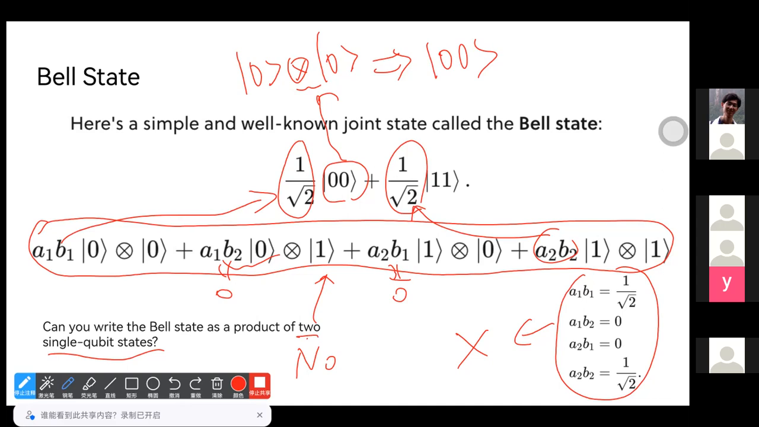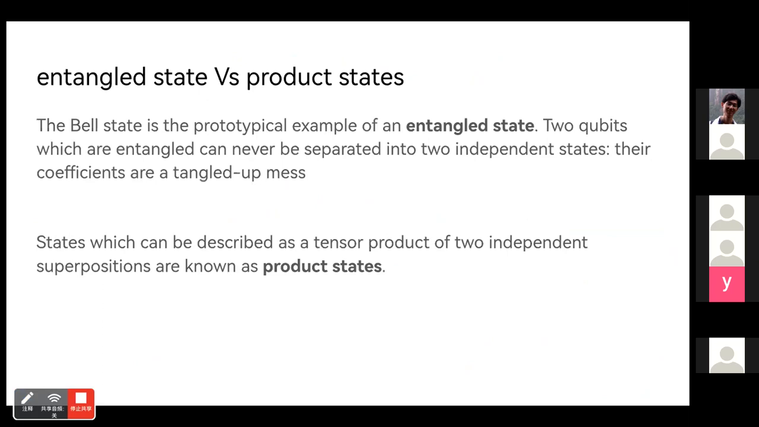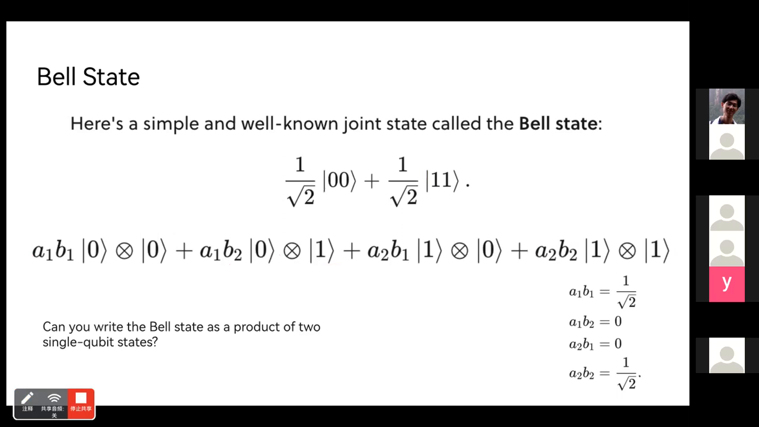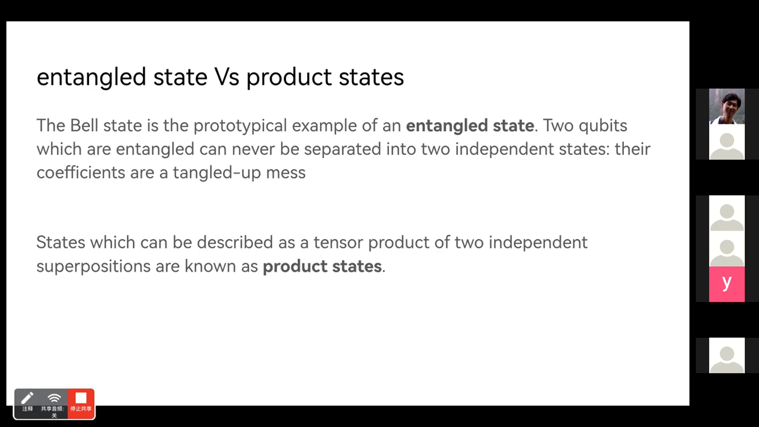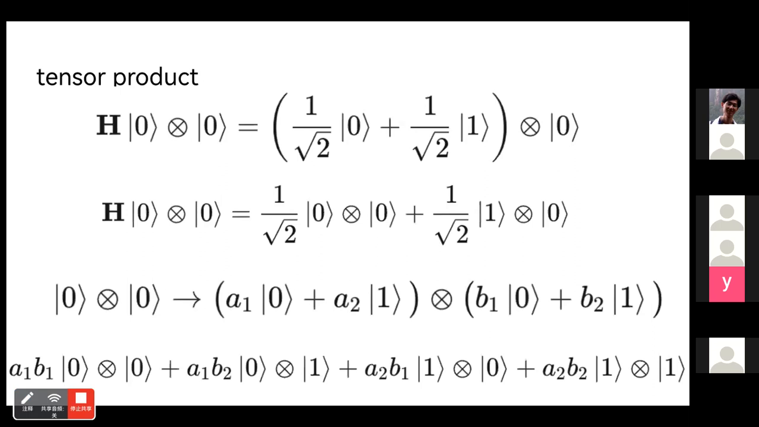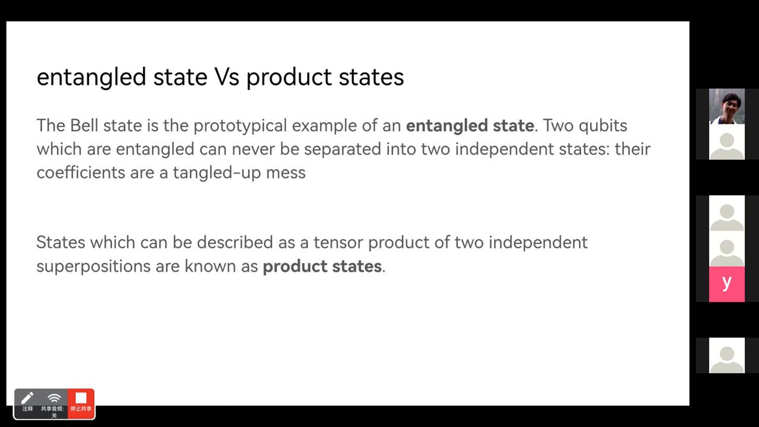So you first need to understand that this is different, because the Bell state can't be a product of two single qubits. I just mentioned that you can't find coefficients a1, a2, b1, b2 to fulfill the Bell state. Why? Because the Bell state is actually an entangled state. The two qubits are entangled and can never be separated into two independent states. But what we defined before is actually a product state. That means it comes from two independent qubits, with two independent superposition states. These are product states, so they are quite different.